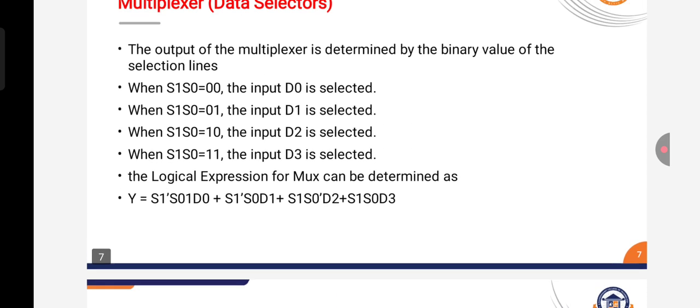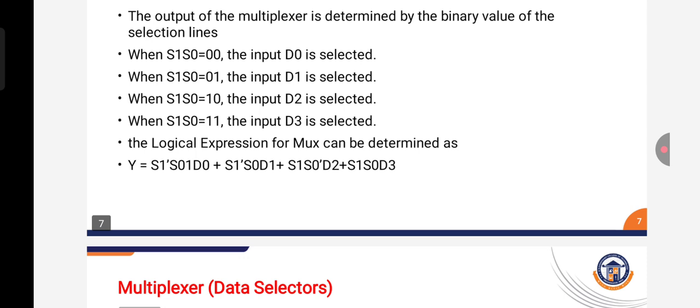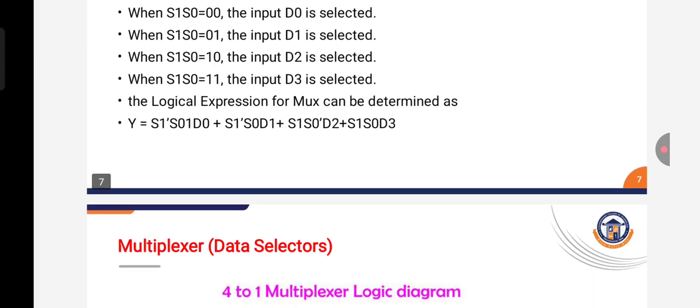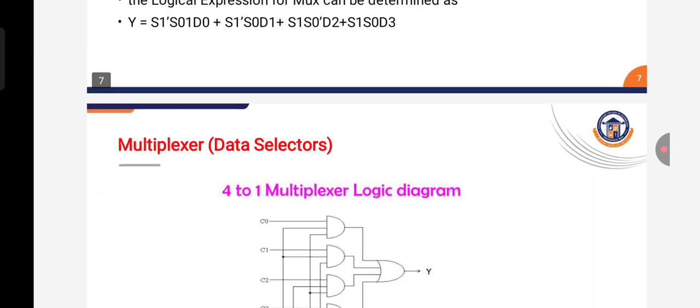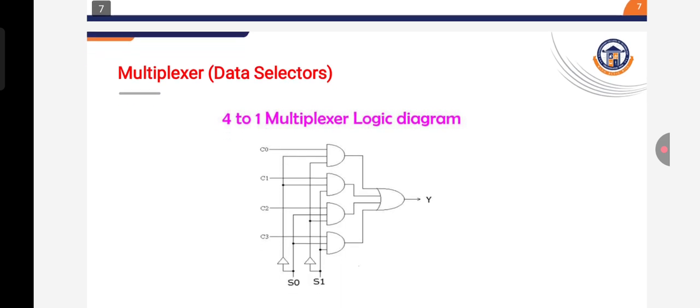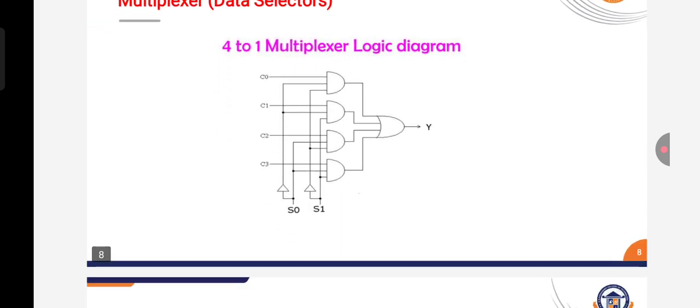So from this concept, the Boolean expression for the multiplexer is given by Y is equal to S1 S0 dash D0 plus S1 dash S0 D1 plus S1 S0 dash D2 plus S1 S0 D3. From this Boolean expression, now we draw the logic diagram using the AND gate, NOT gate and OR gate.